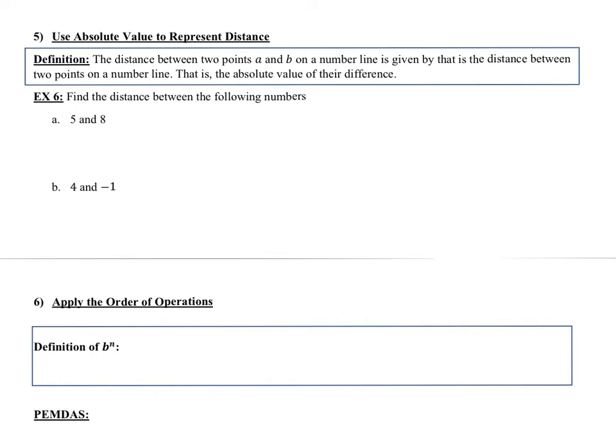So, the distance between 2 points, A and B, on a number line is given by... Oh, I realized an error on my part here. I've got to take better care of my notes. It is given by the absolute value of A minus B, or the absolute value of B minus A. That is, the distance between 2 points on a number line is the absolute value of their difference.